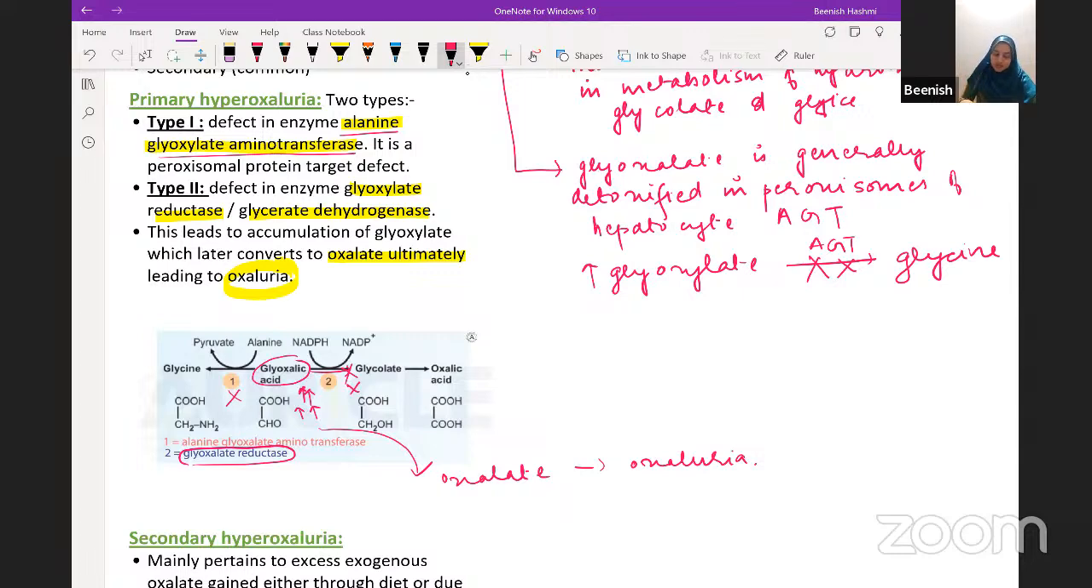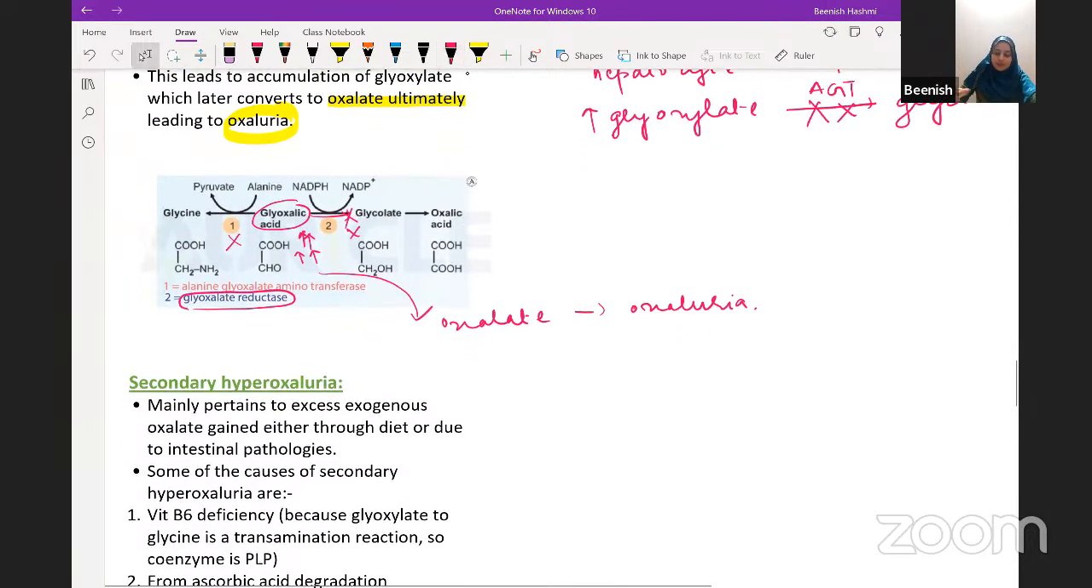Okay. Now that was about primary hyperoxaluria, which was of two types, type 1 and type 2. We've discussed what the enzymes defective in both of them are and what it ultimately causes. Now talking about secondary hyperoxaluria, it mainly pertains to excess exogenous oxalate. In the previous type 1, we were talking about the glyoxylate that was produced in the body because of metabolism of hydroxyproline and glycine and all. But this one is because of excess exogenous oxalate gained either through diet or due to intestinal pathologies.